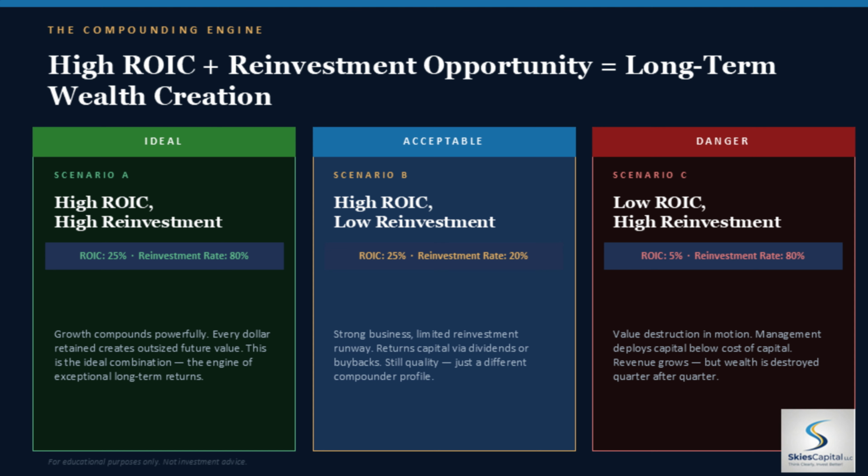Scenario B, high ROIC, low reinvestment. Still a very good business. Returns on capital are high, but the reinvestment runway is short. So instead of putting most of that cash back into the business, management returns more of it to the shareholders through dividends and buybacks. That is still attractive, just a different compounding profile.